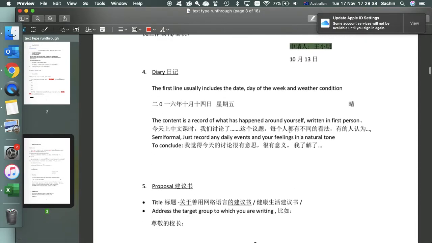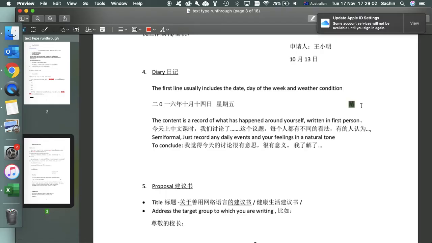Alright, diary. Now, in my opinion, diary is the easiest of all the text types, as there's not really much formatting stuff to go in. The only main things you have to really pay attention to are you put the date, so the year, month, and day. You put the day of the week, and then for some reason you put the weather.